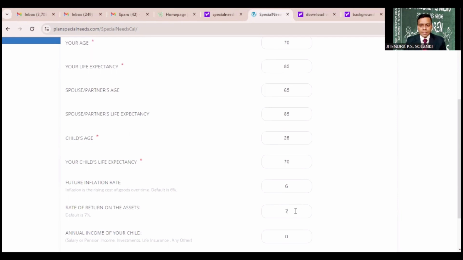Rate of return on the assets. Now, assets means the corpus we will estimate.